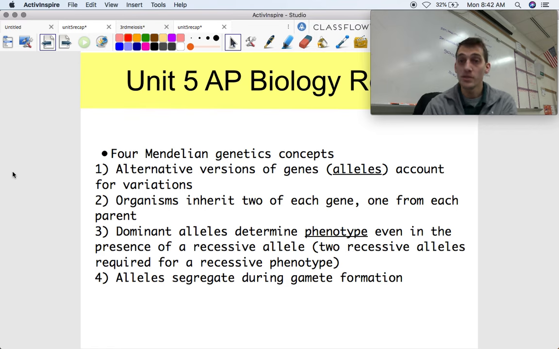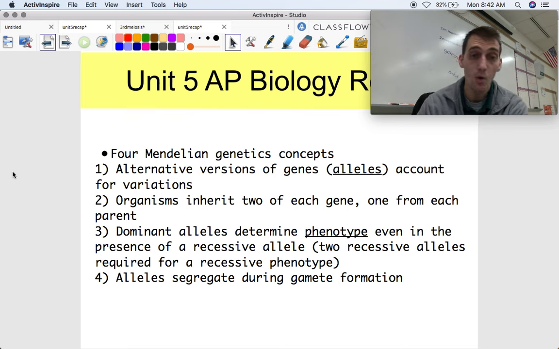Okay, so through his studies, he came up with 4 concepts. Number 1 is that alternative versions of genes, or what are called alleles, account for variations. Everybody has a gene for any particular trait. Some traits have a whole lot of genes, but we're going to talk about that in a sec. But everybody has a gene for a certain trait. How you exhibit those traits, or your phenotype, depends on the version of the gene that you got, and that's what's called an allele, a version of a gene.